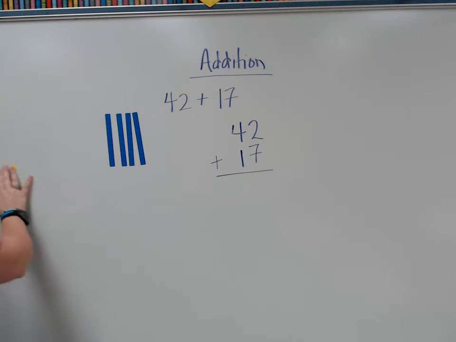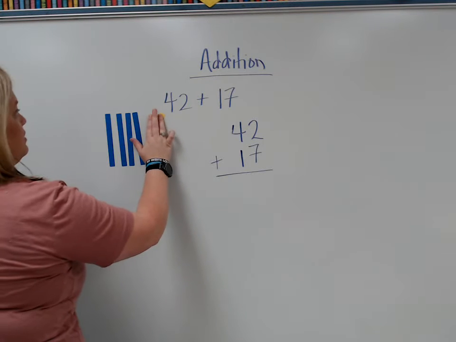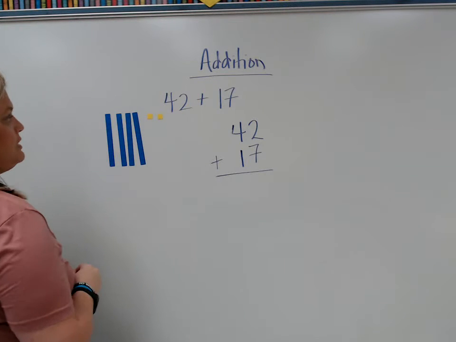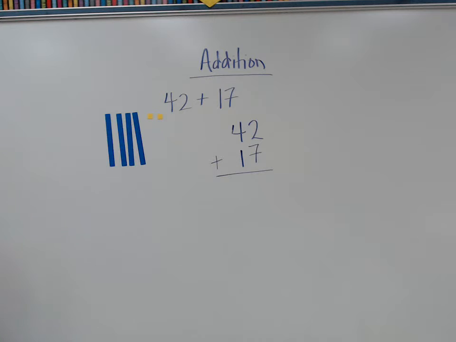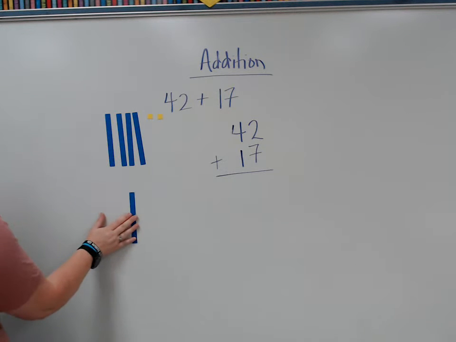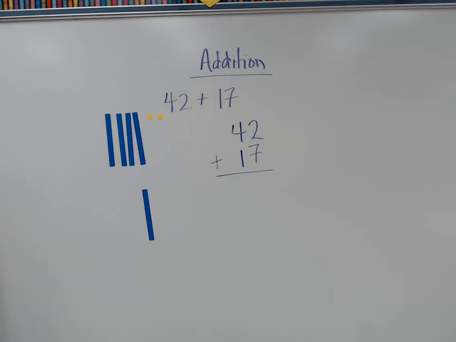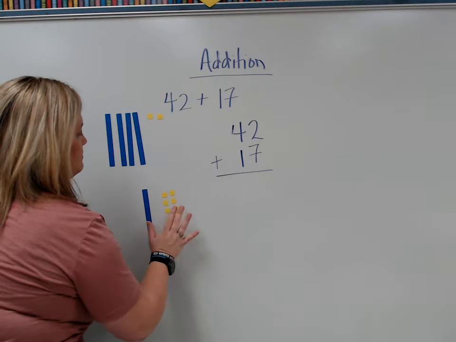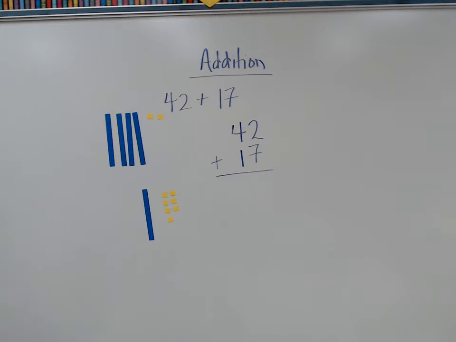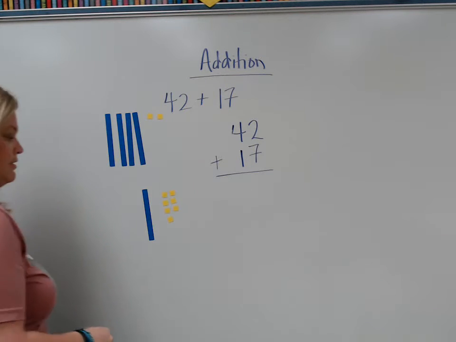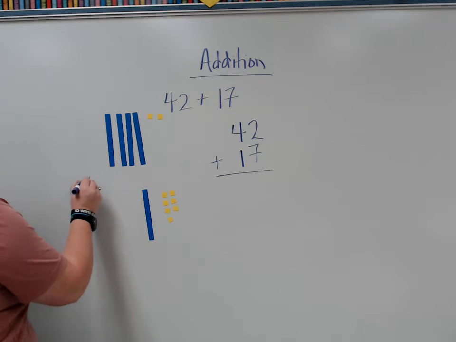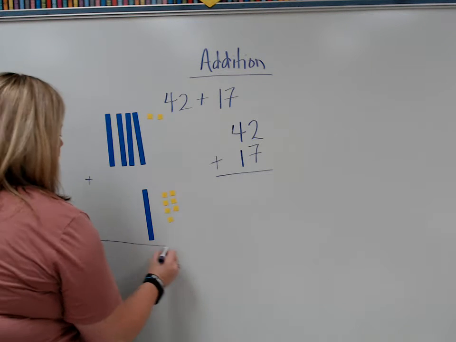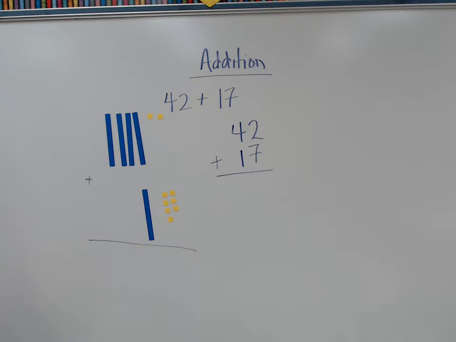Then 2 of the unit cubes for 42. Then I need 1 base 10 block and 7 of my unit cubes. Okay, so basically what we've done is we are representing our math problem using base 10 numbers. That's basically what we're doing.